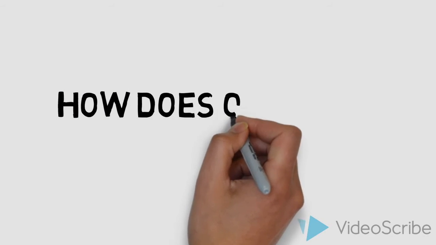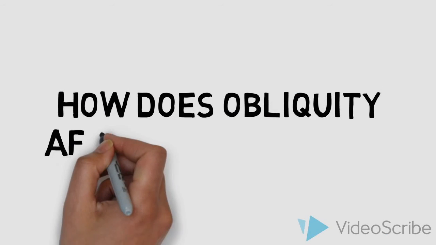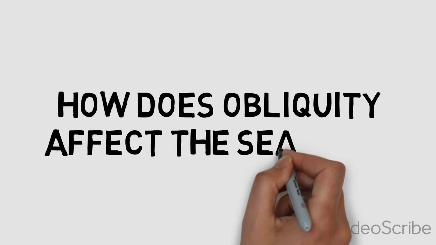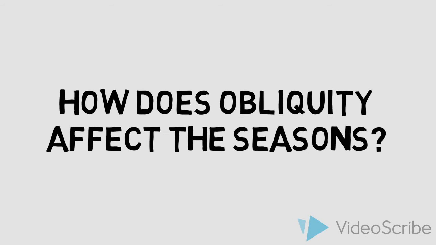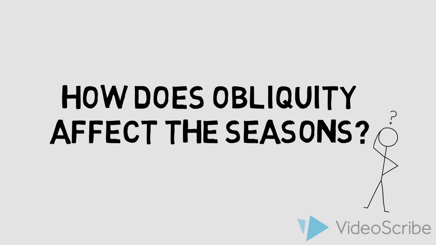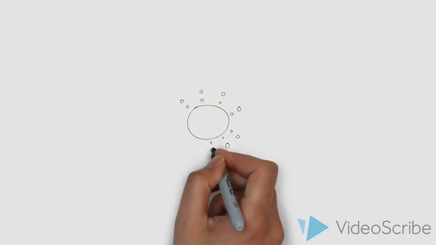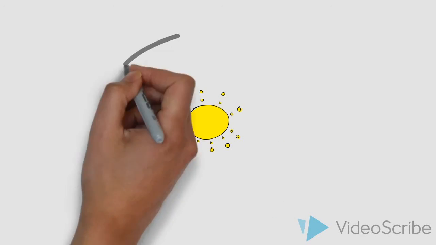But how does obliquity affect the seasons? Well, like we mentioned before, it is because the planet's axis of rotation is tilted at an angle relative to the plane of Earth's orbit around the Sun. What does this really mean? As the Earth orbits the Sun, we find several phenomena.